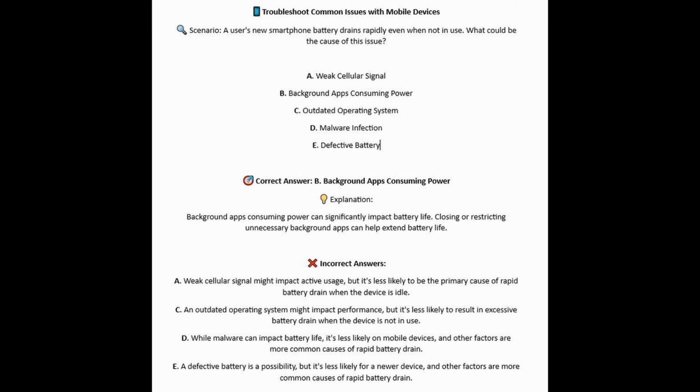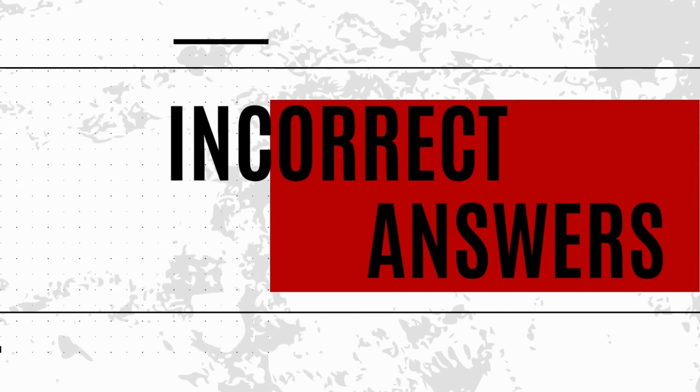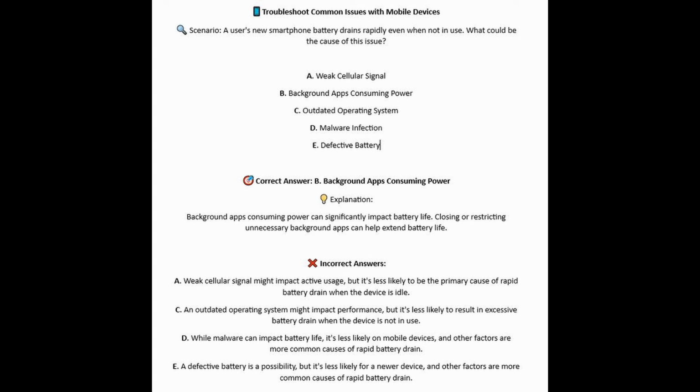And the correct answer is B, background apps consuming power. Background apps consuming power can significantly impact battery life. Closing or restricting unnecessary background apps can help extend battery life. And now for the incorrect answers, weak cellular signal might impact active usage, but is less likely to be the primary cause of rapid battery drain when the device is idle.